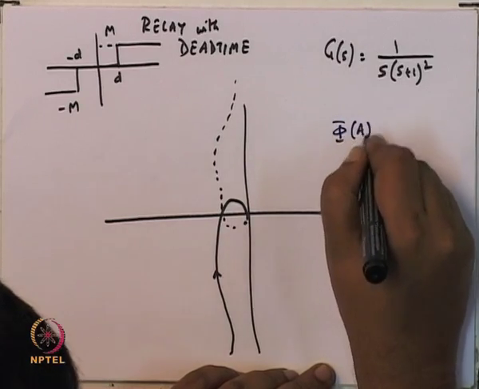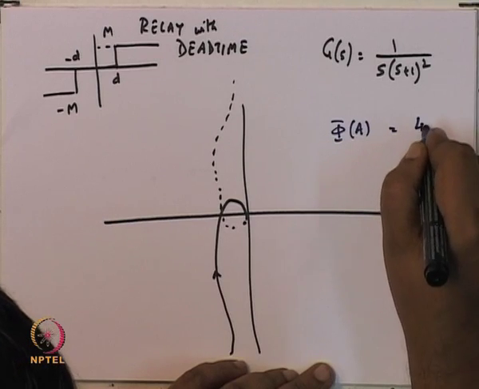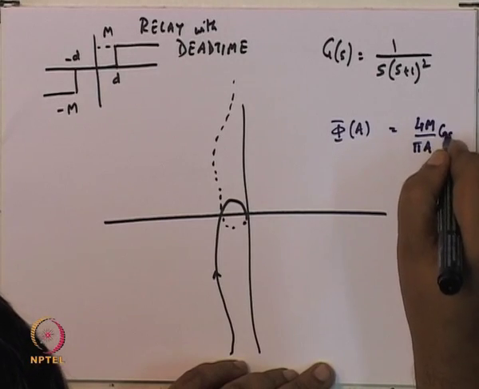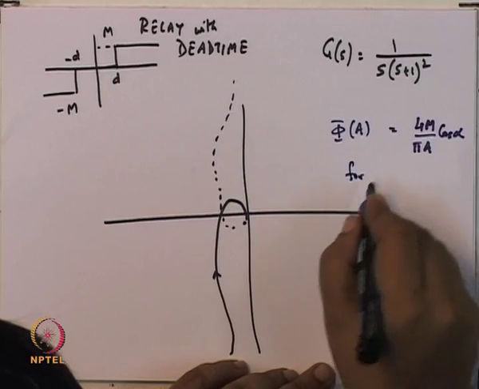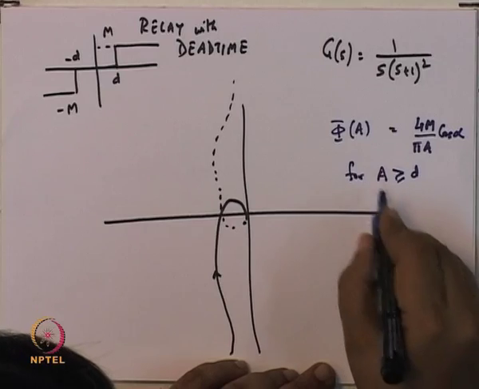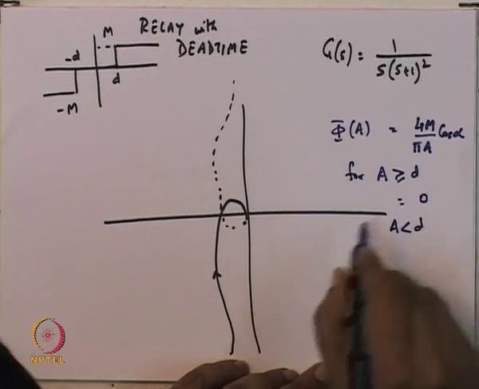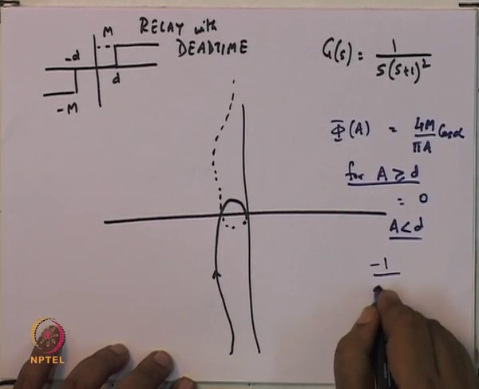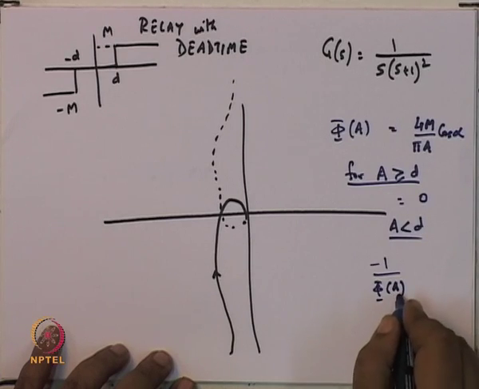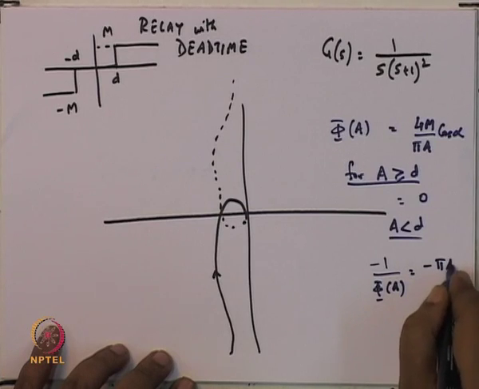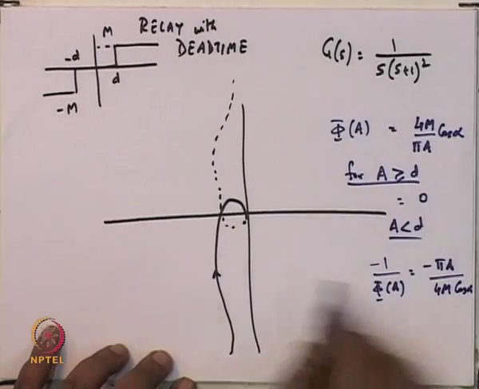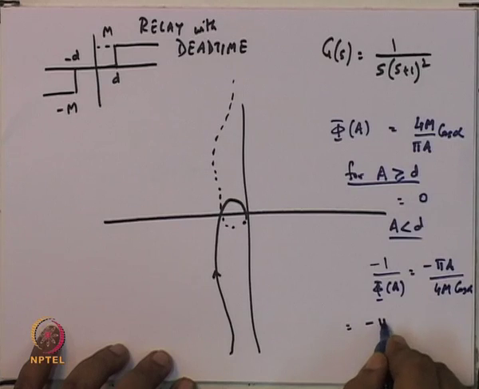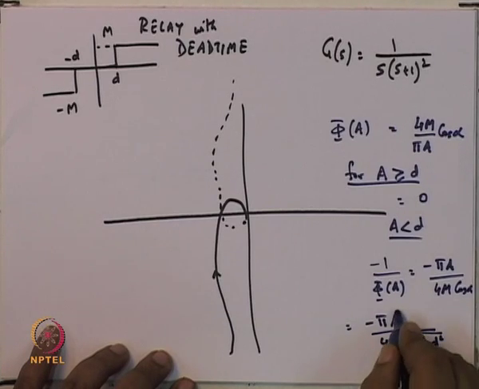Now the describing function we saw was 4m by pi a cos alpha for a greater than or equal to d, and it was equal to 0 for a less than d. And of course we have to plot minus 1 by phi a. So what does the plot of minus 1 by phi a look like? So minus 1 by phi a is minus pi a by 4m cos alpha. And let me write down cos alpha in terms of d and m, so that this is not some unknown quantity. So it will be pi a by 4m square root of a squared minus d squared, and this is a squared.